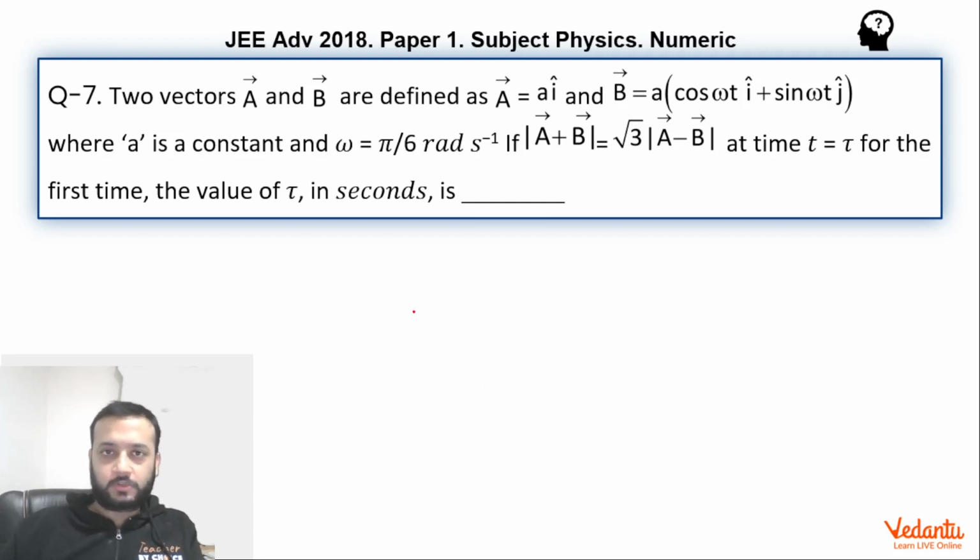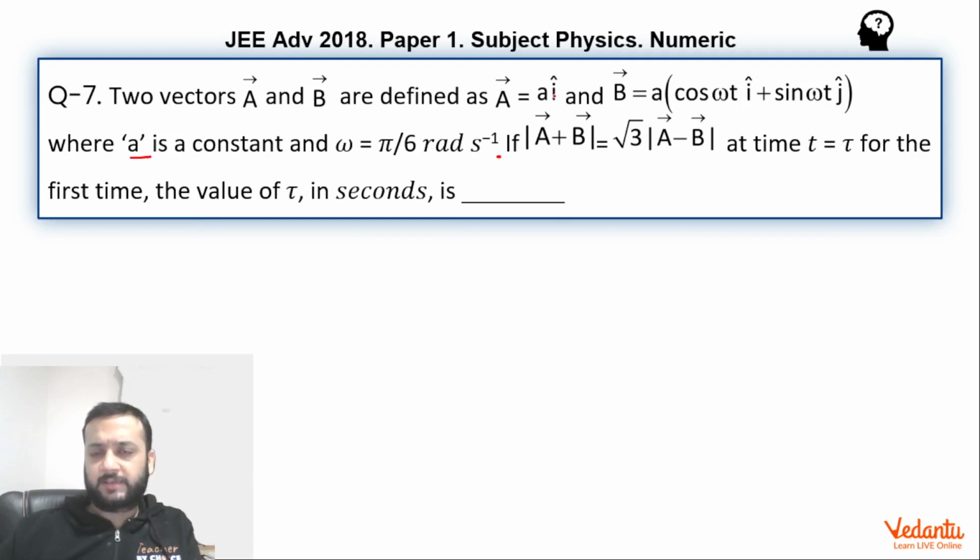First we will do this question by a regular method. So let's see what's happening over here. There are two vectors. The first vector is A = a i cap, the second vector is B = a (cos omega t i cap + sin omega t j cap), where a is some constant. Omega is also a constant whose value is pi by 6 radians per second. If the magnitude of A plus B is equal to root 3 times the magnitude of A minus B at some time t equals tau, then we have to find the smallest possible value of tau, the smallest positive value of tau basically.